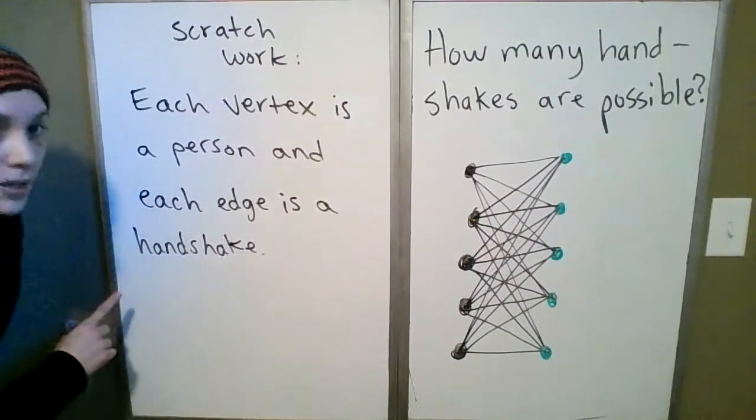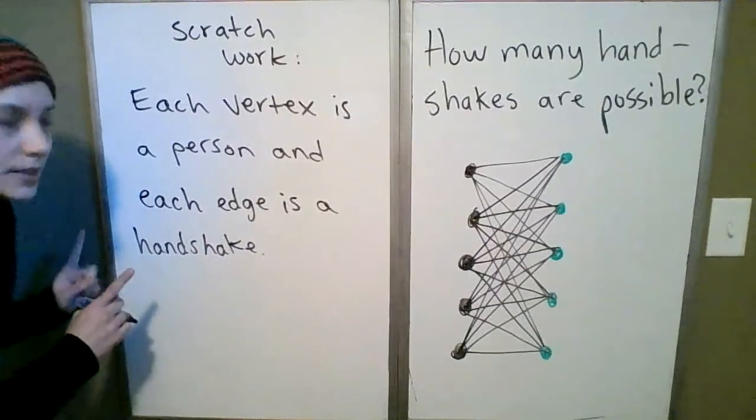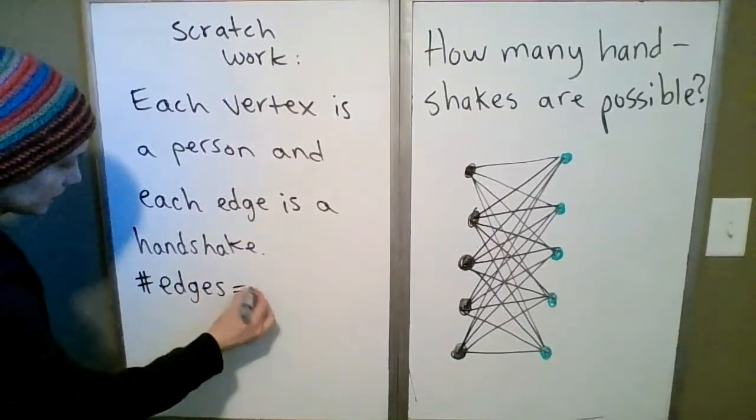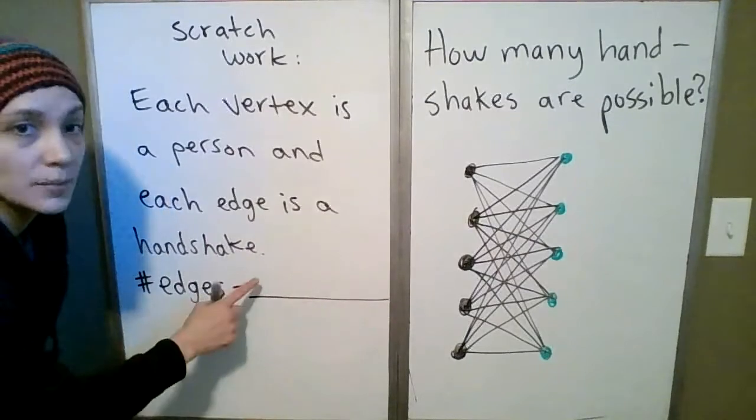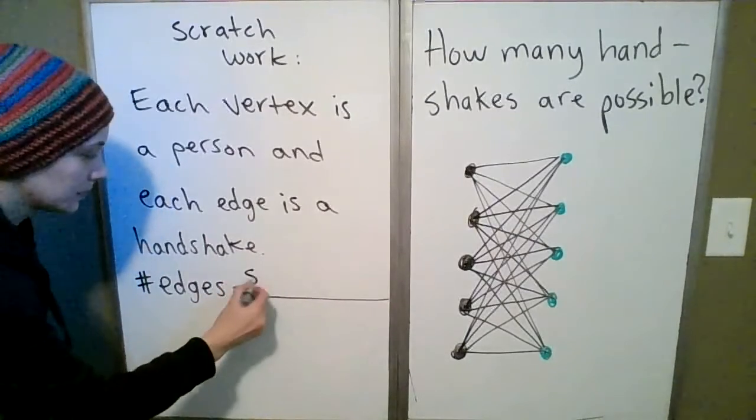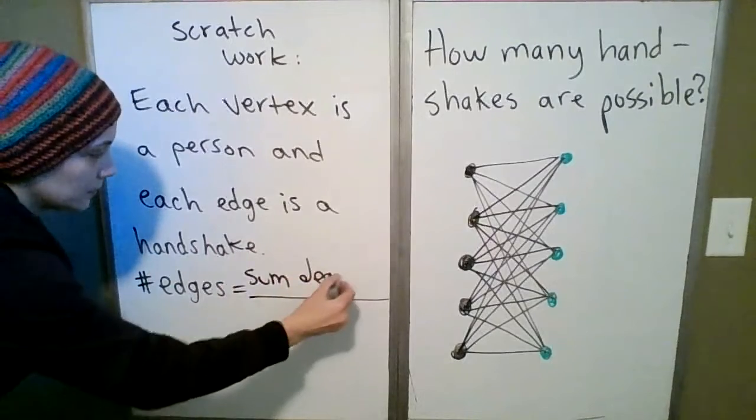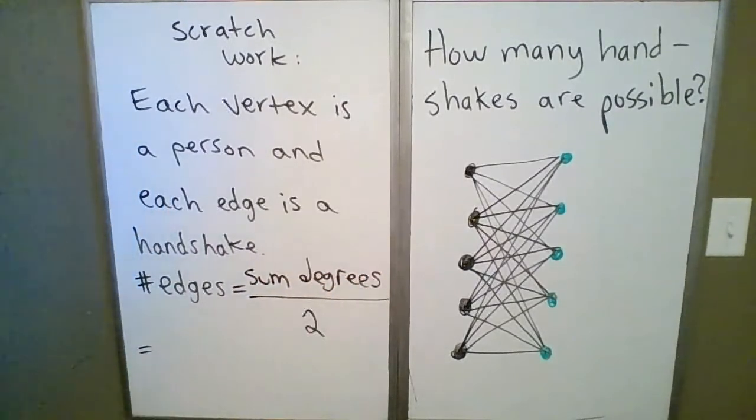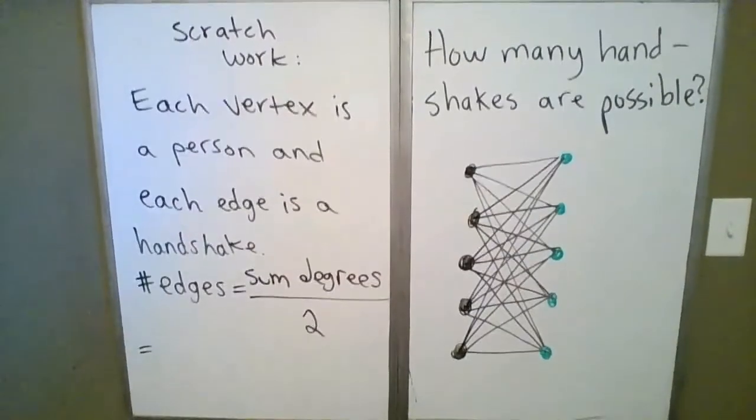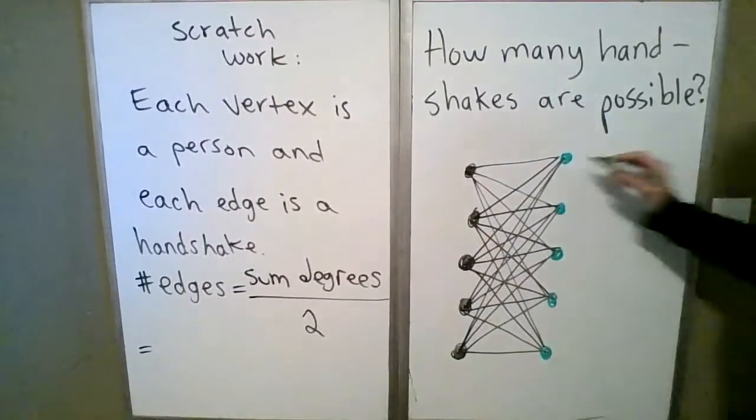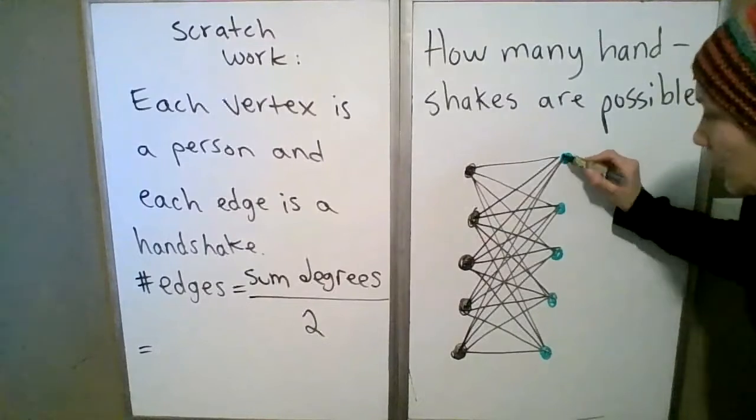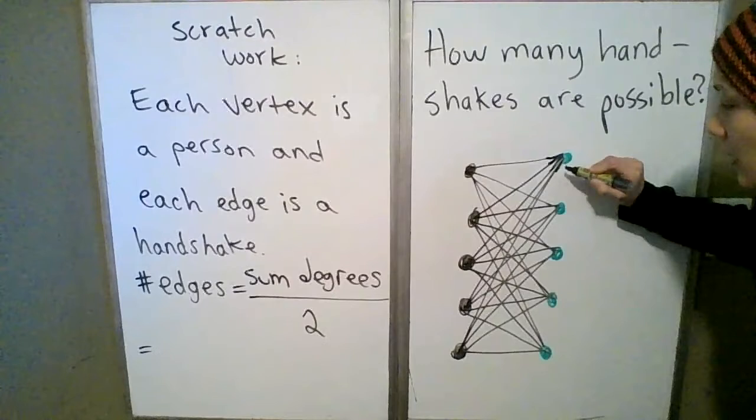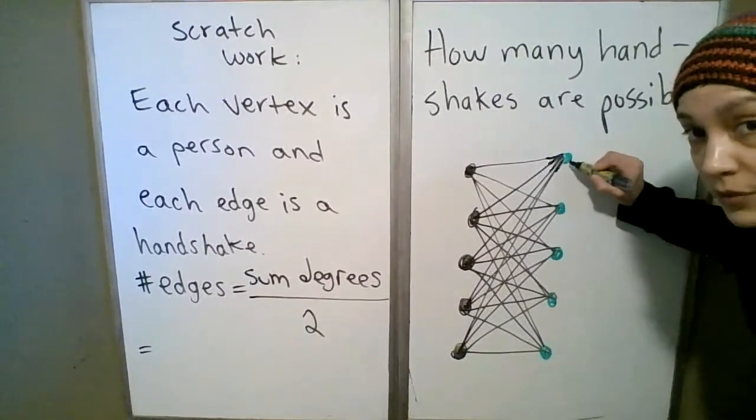We want the number of handshakes, which would be the number of edges. So sum the degrees and divide by 2. All right, let's start on this side. So we've got 1, 2, 4. 4 connections. So it's degree 4.